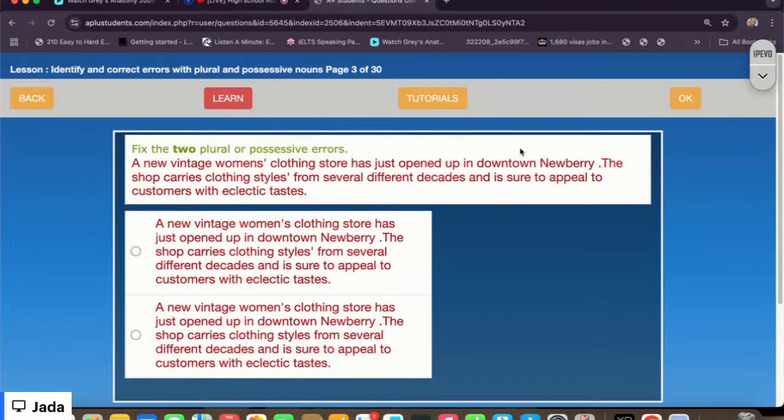So you have to fix the two plural or possessive errors here. So first we have women's here. So women is already what? Women is already in the plural form. So you just need to put apostrophe and S. And then we have styles. These styles do not need to have an apostrophe at the back of the S. Okay?